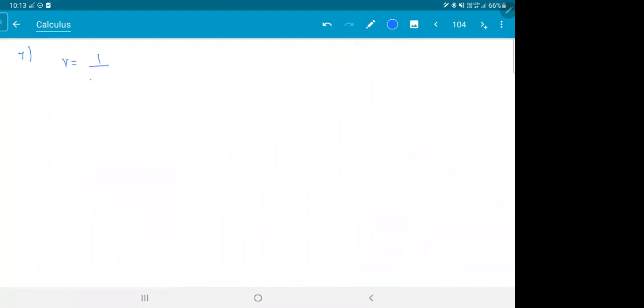v is equal to 1 by root t. Initial position x is equal to 0. Find acceleration and position at time t is equal to 2 seconds. Same thing. I gave you v as a function of time. You have to find it that way.